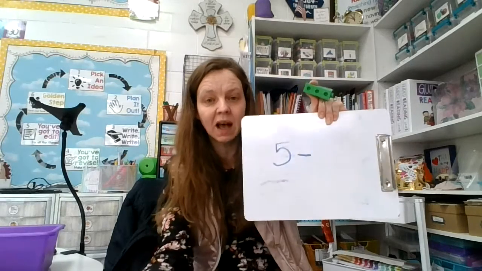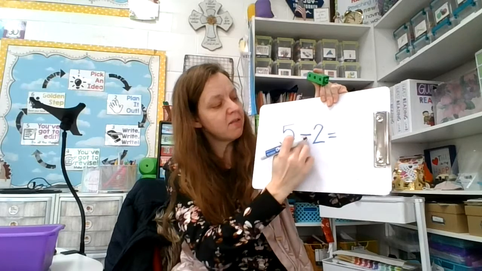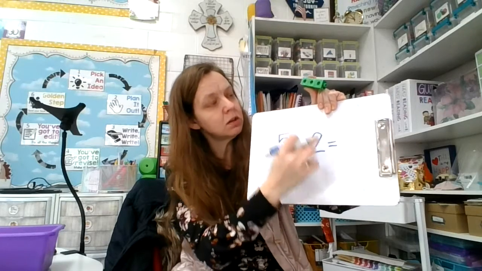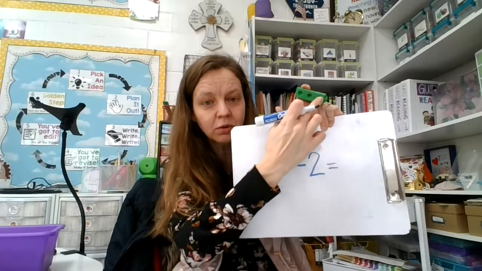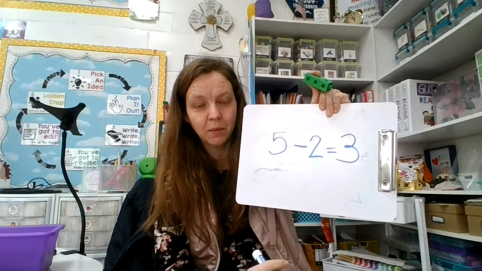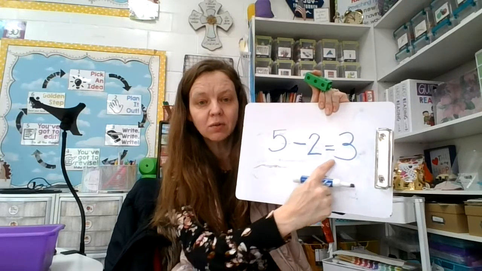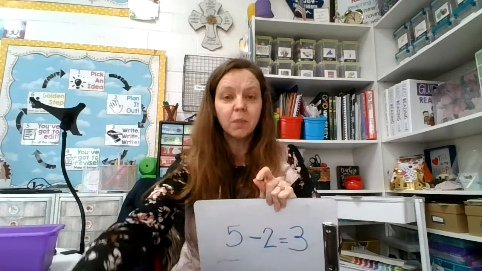5 minus, how many duckies swam away? They got out of the pond? 2. So we have 5 minus 2, or 5 take away 2. And how many are left? How many duckies are still in the pond? 1, 2, 3. Good, and we're still using our equal sign just like we do when we're adding. 5 minus 2 equals 3. Good job.